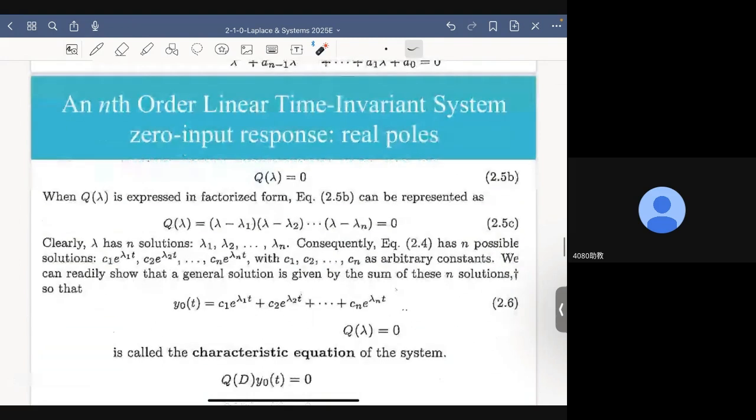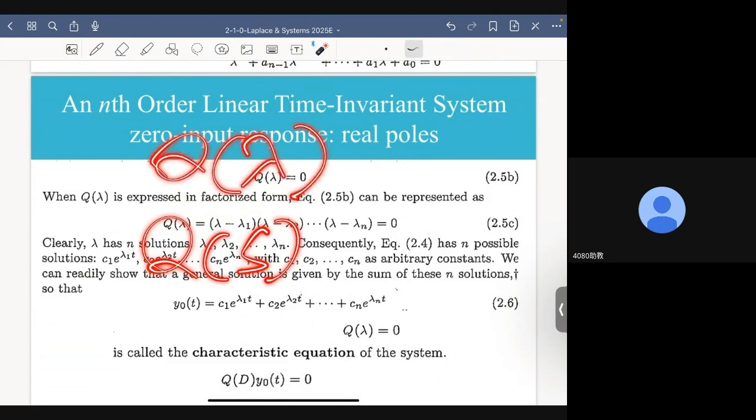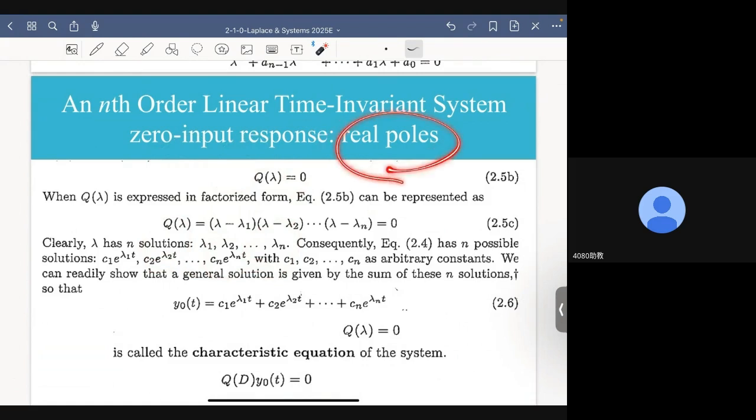Let's assume that now, what do we call the roots of the characteristic equation? We call them poles, right? The roots of the numerator of the transfer function, which are the roots of P of x, are called the zeros. The roots of the characteristic equation, that is the roots of Q of x or Q of lambda, same thing, are called the poles. Here we assume all the poles are real.